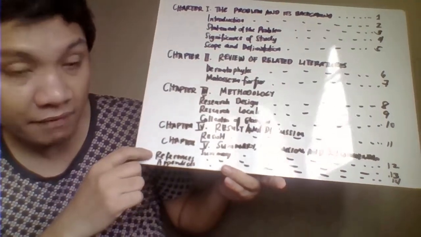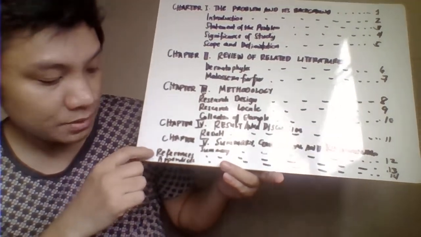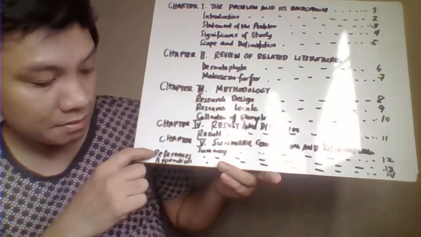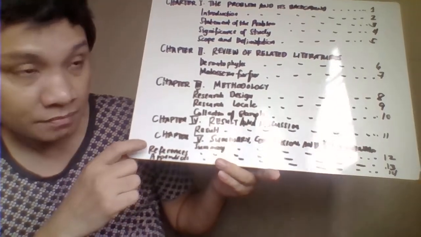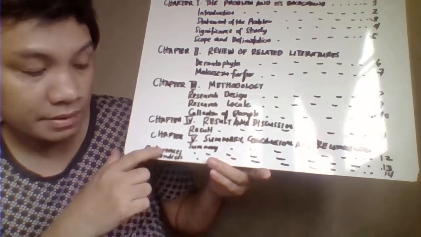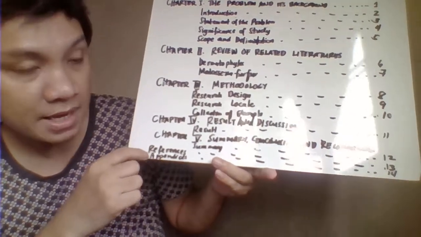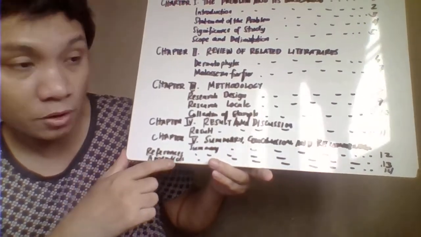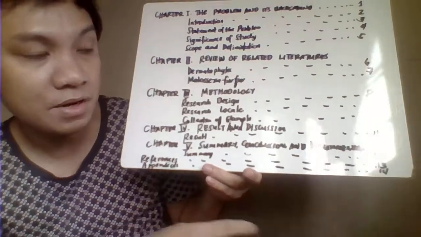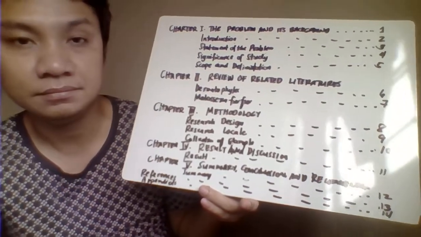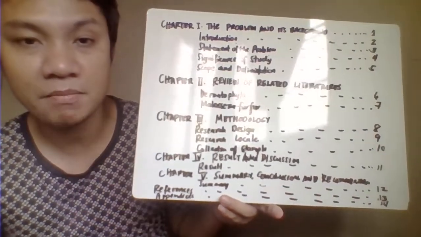Then we have here the references. The next one, we have your appendices. With references, the R is a capital letter and all the rest are small letters. For appendices, the A is a capital letter and the rest are all small letters. Then the page number for that. Okay, that's for your table of contents.